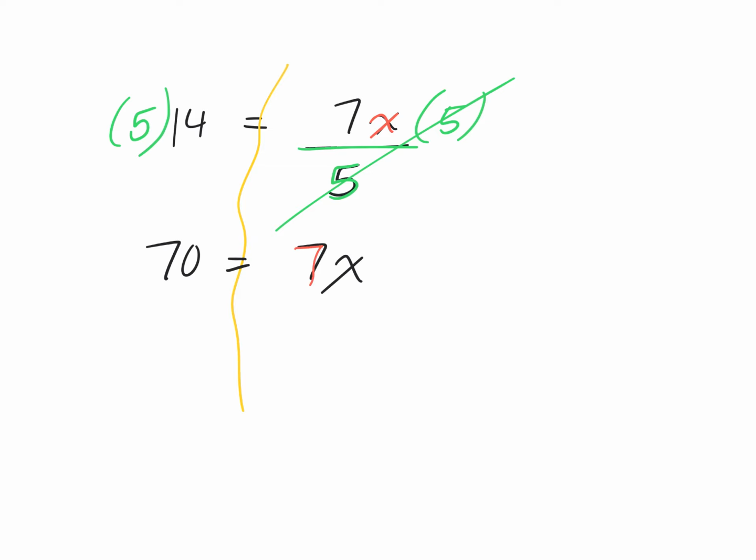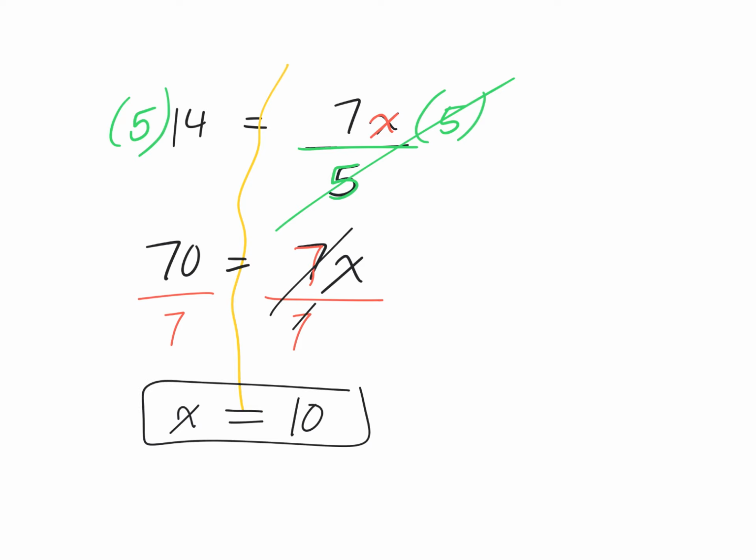7 times x. What's the opposite of times? Divide. Divide both sides by 7. This cancels out. I'm left with x equals 10. It doesn't matter if you write 10 equals x or x equals 10. It doesn't matter which way you write it in.